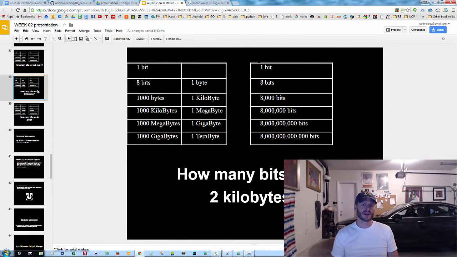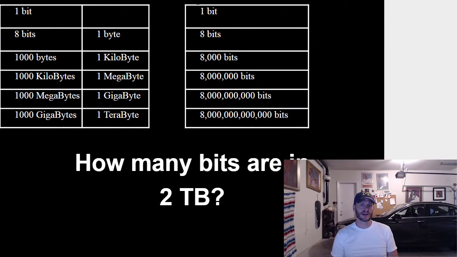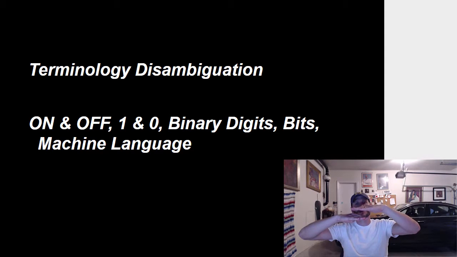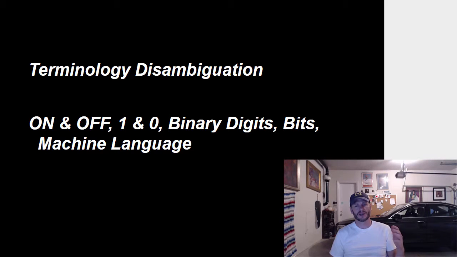So you could do these problems right here, and they're good to do just to work through. So on, off, 1, 0, binary digits, bits, machine language. That's all the same stuff, right? We're talking about circuits that are in some on-off state. Machine language is just the language computers speak, which is zeros and ones. That's it. Above machine language, when we talk about programming languages, we have machine language, we have assembly, and then we have third-generation programming languages, which is pretty much everything else, like Python, Ruby, Go, PHP, C, C++, C#, Java. It's all third generation.